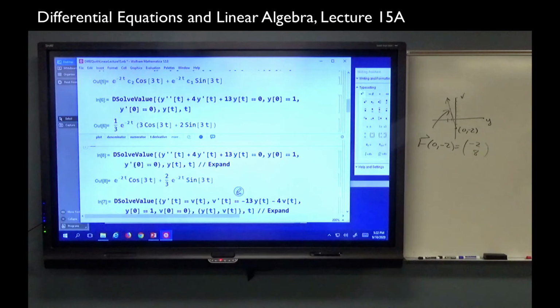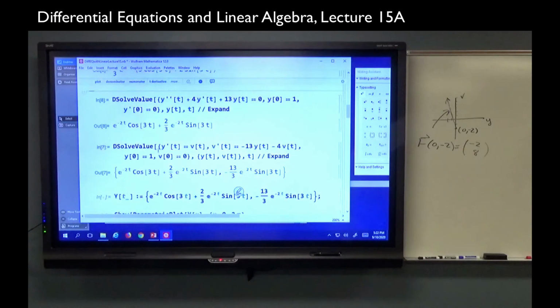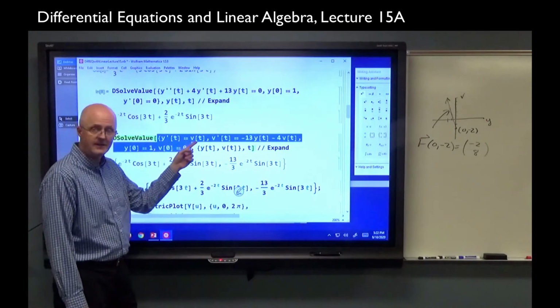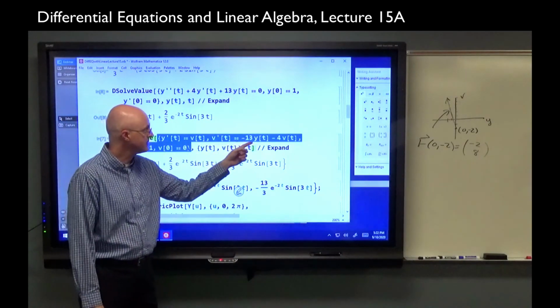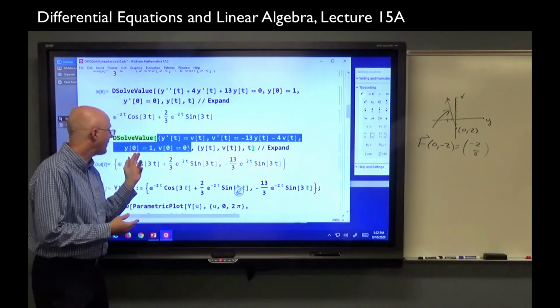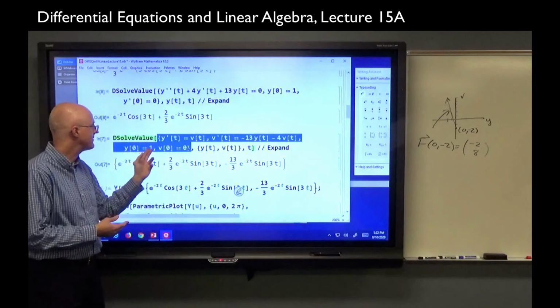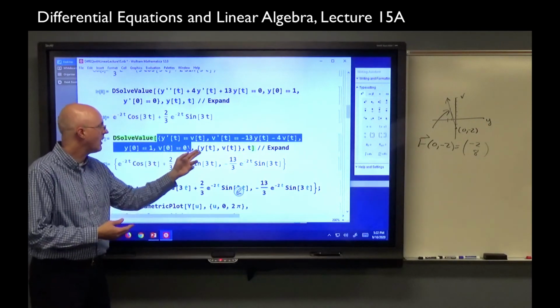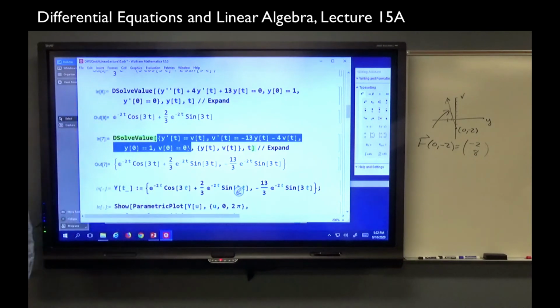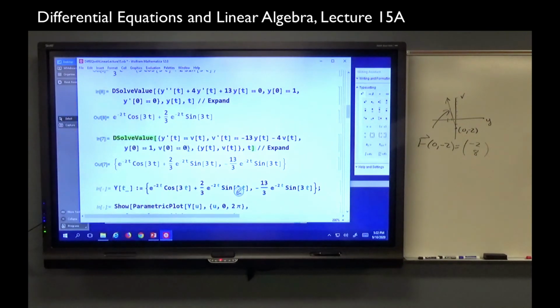If I do it as a system, which I can do, I add an extra function in there, v, the velocity. y prime equals v. v prime equals negative 13y minus 4v. That's the system. Now write the initial conditions as y of 0 equals 1 and v of 0 equals 0. Solve for both y and v. And expand the answer. And you see what you get there.